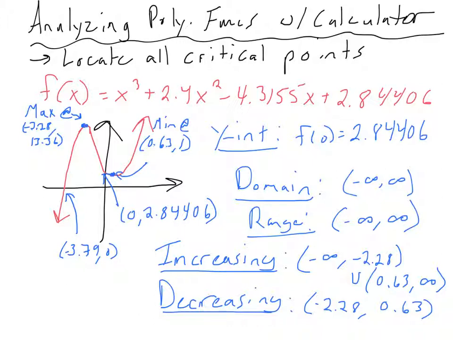All of those questions, domain, range, increasing, decreasing, can be answered exactly if we're able to find all the maximums, minimums, all the turning points, the x-intercept and the y-intercept, right? And then we can get a very accurate graph of the function and answer some very specific questions about the function as well. Okay?